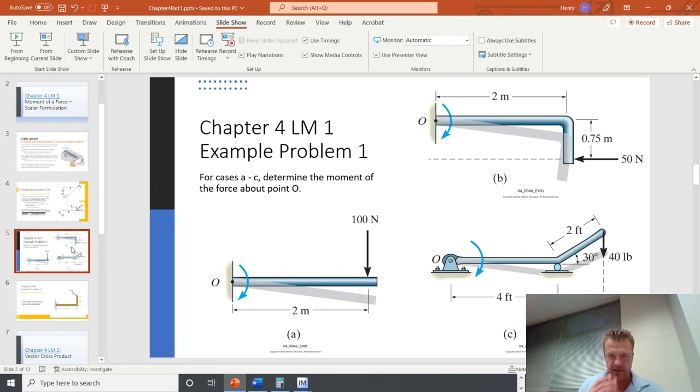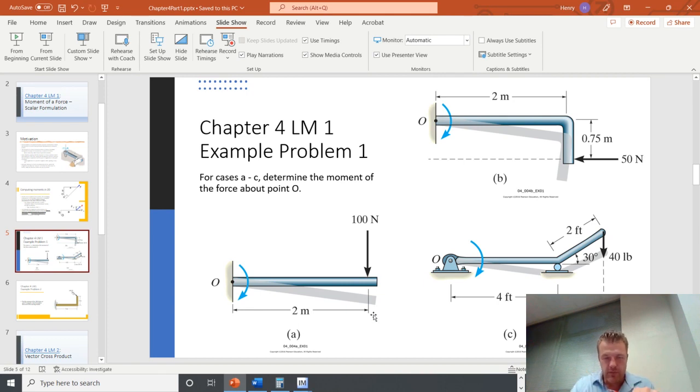In this first example, for cases A through C, we're trying to determine the moment of the force about point O. I'm not actually going to draw these out. Let's just do them by pointing with our mouse and describing them. Notice in this case, the 100 Newton force has a line of action which is purely vertical.